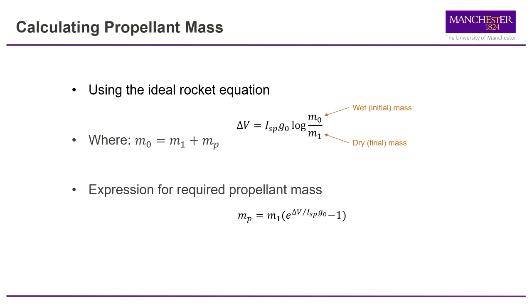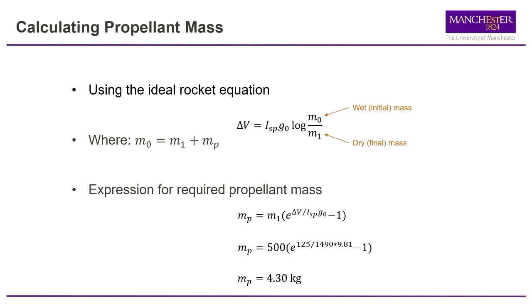So, keeping things super, super simple, we have a really nice equation that tells us, based on a delta V, and based on an ISP, and based on one of the masses that you want to use here, so it could be the wet mass, it could be the dry mass, you can calculate the other component. Okay? I hope everyone remembers this from spacecraft systems. Okay. So we can rearrange the form that I've got at the top to work out what our mass of propellant is.